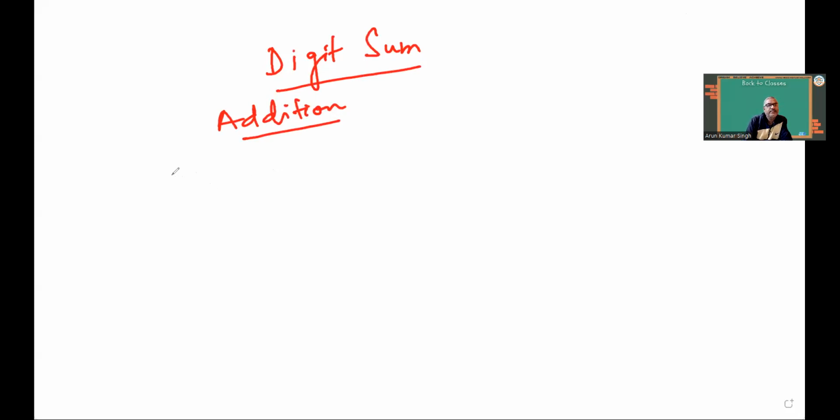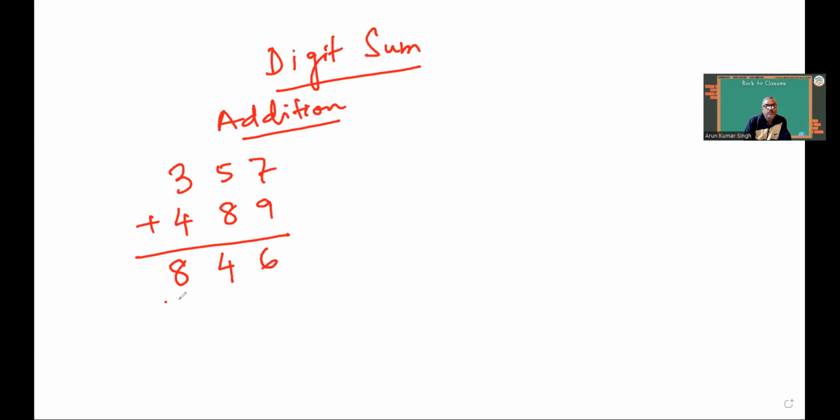Suppose it is 357 plus 489. Here, 3 plus 4 is 7. The next number is a carry number, so this 7 will become 8. Now 8 plus 5 is 13, and the end number of 13 is 3. The next number is also a carry number, so 13 will become 14, so we'll write 4. And now 9 plus 7 is 16, so we'll write 6.